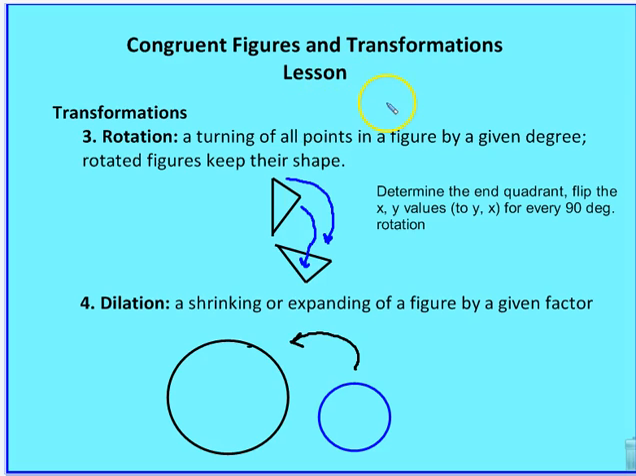Rotation is a turning of all points in a figure by a given degree. The rotated figures rotate about an angle or a center of rotation. So you can see a certain degree here. I have A here, and this becomes A prime. B becomes B prime, and then C becomes C prime. And then the last is dilation. Dilation is a shrinking or expanding of a figure by a given scale factor about a center of dilation. Again, we'll go into these more deeply in individual videos on transformations.